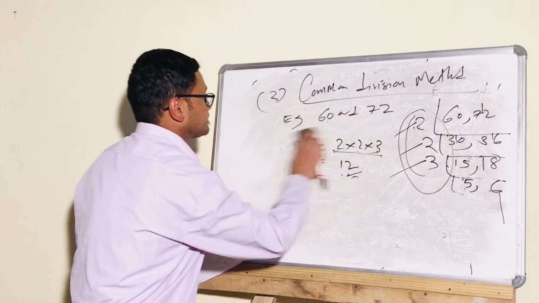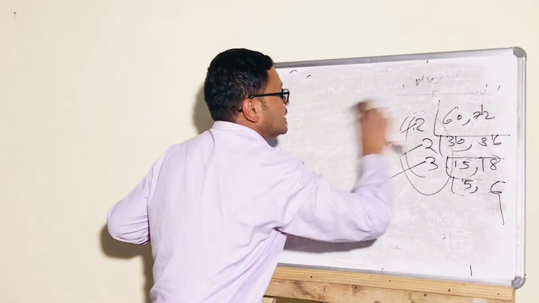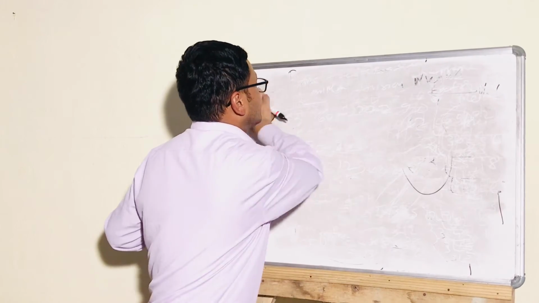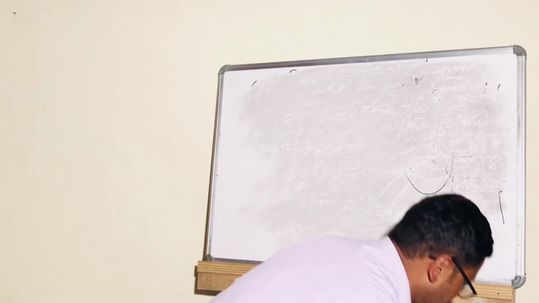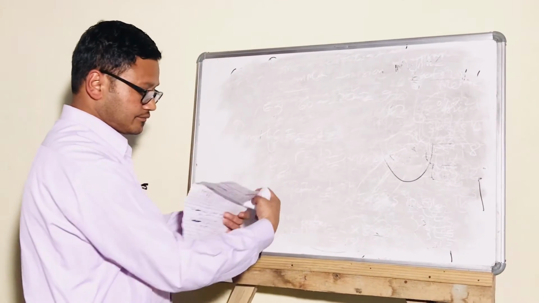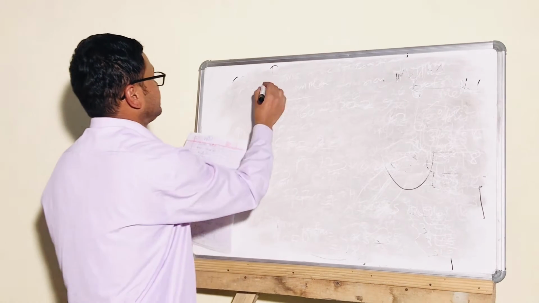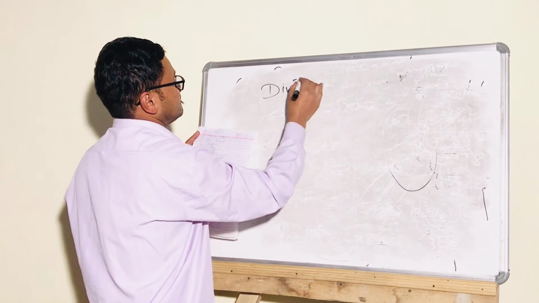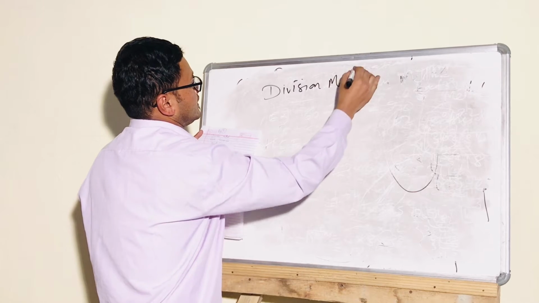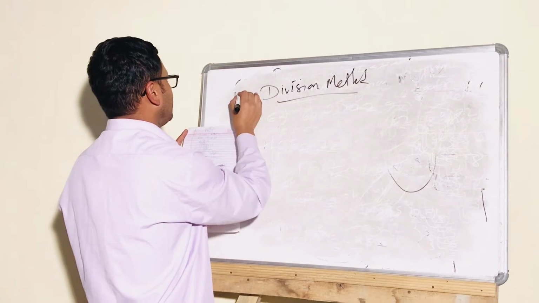Now the last method after the common division method is the division method, division method number 4.